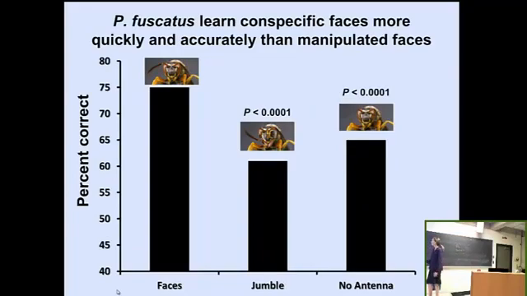So they also learn faces better than they learned manipulated faces. Even something as simple as removing the antenna from the picture dramatically reduced learning. I think this is important because these manipulated faces are really the best test of specialization. These manipulated images are composed of the same colors and patterns, but the manipulation has changed the way the wasp's brain perceives these images so that it's treated as a pattern instead of a face, and you can see that it greatly reduces their ability to learn.